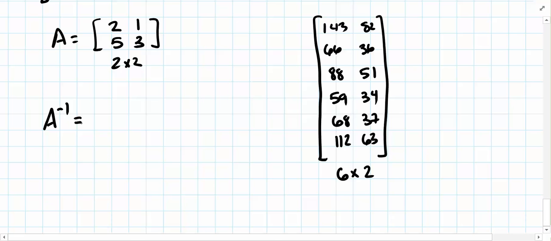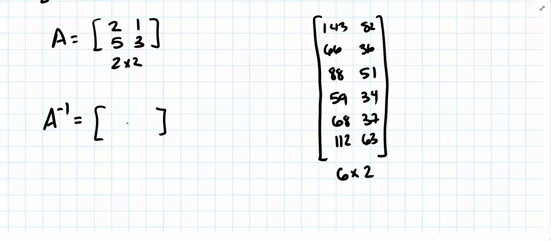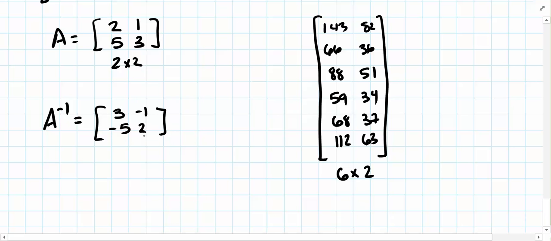Well, let's see here. A inverse would be, 2 times 3 is 6. 6 minus 5 is 1. So it would be 1 times, switching the A and the D, and then switching the sign for the B and the C part. So it would be 3, -1, -5, and then 2. So it'd be 1 times that, so A inverse gives us this. So this is a 2 by 2. You guys agree with that?